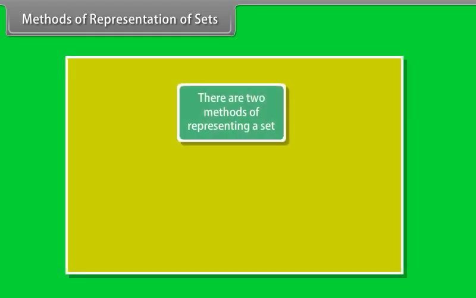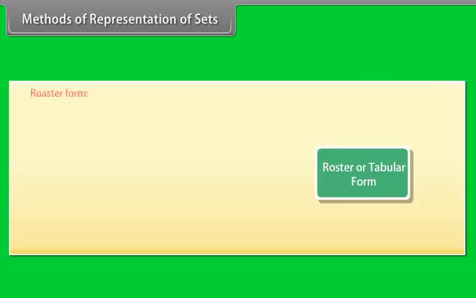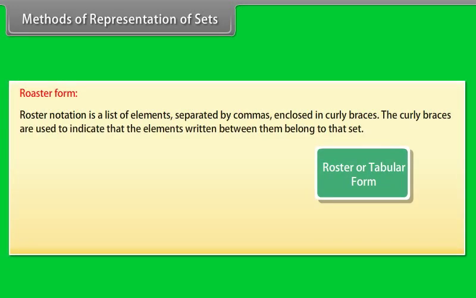Methods of representation of sets. There are two methods of representing a set: roster or tabular form and set builder form. Roster form. Roster notation is a list of elements separated by commas enclosed in curly braces. The curly braces are used to indicate that the elements written between them belong to that set.